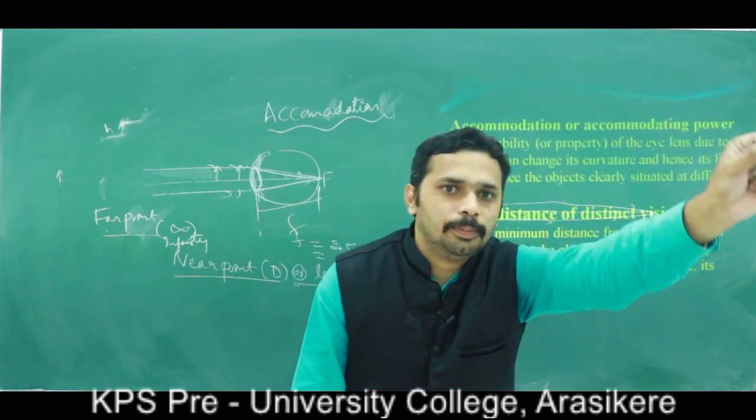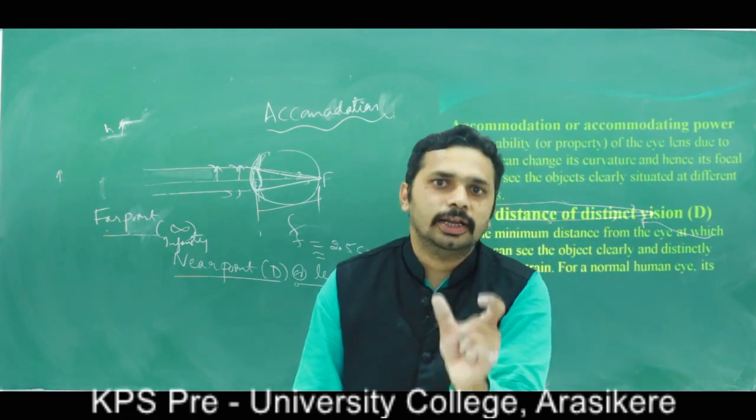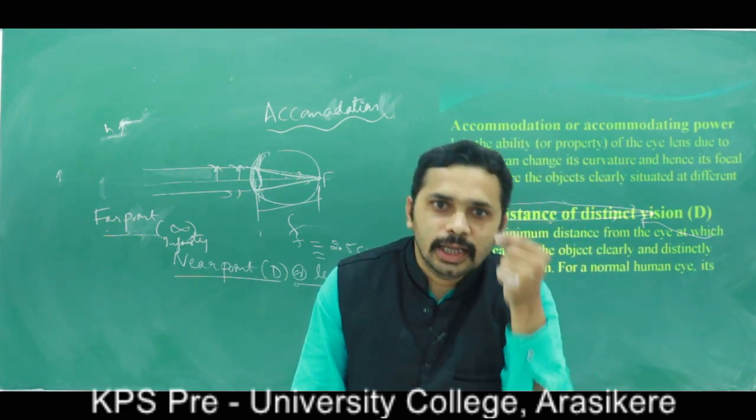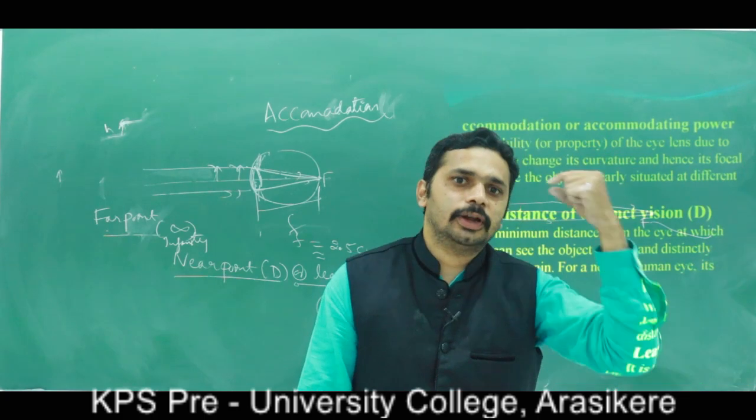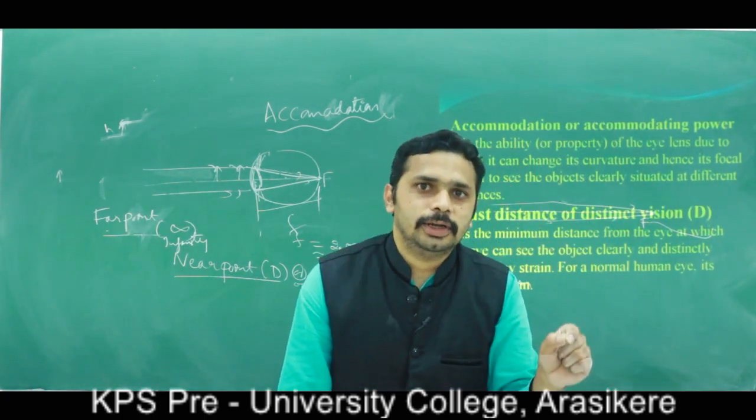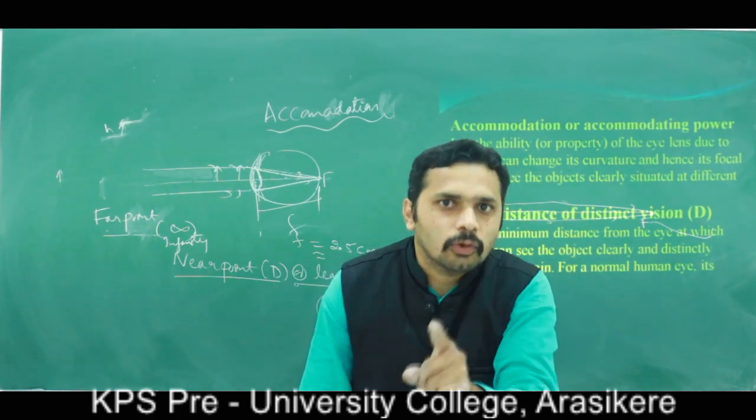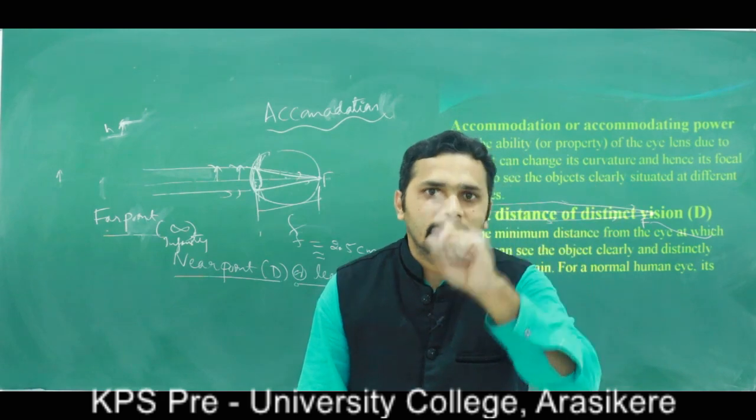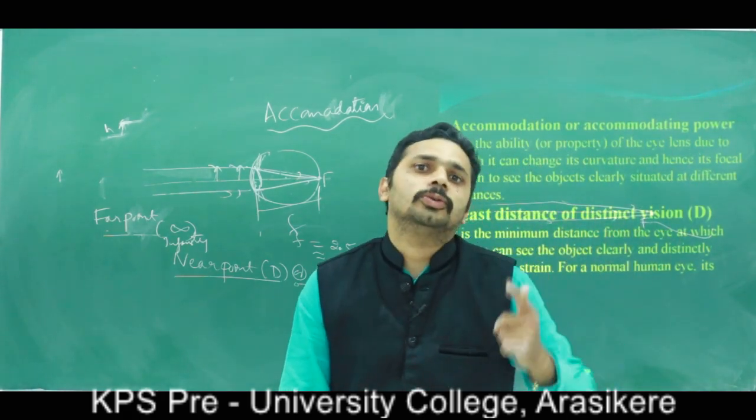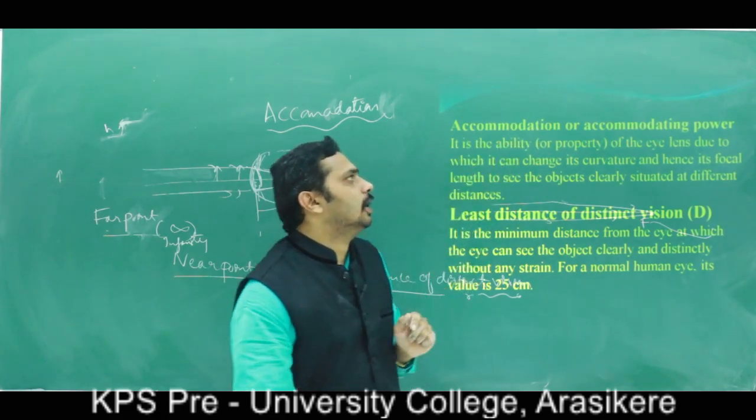To see the far point distances, all the light rays must focus on the retina to get the same focal length. To see the near point distances, our eye lens has the ability to see the far point distance and also the near point distance to get the same focal length. Our eye automatically focuses the same. Automatically we can see the far ones and the near ones. This type of ability is called accommodation or accommodating power.